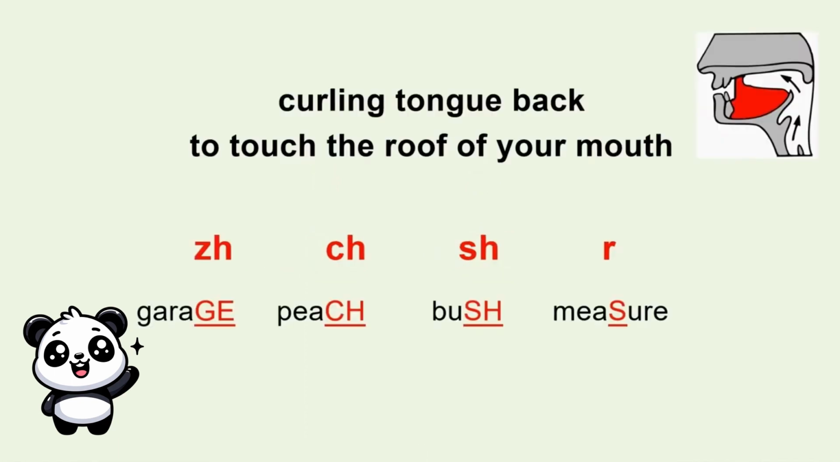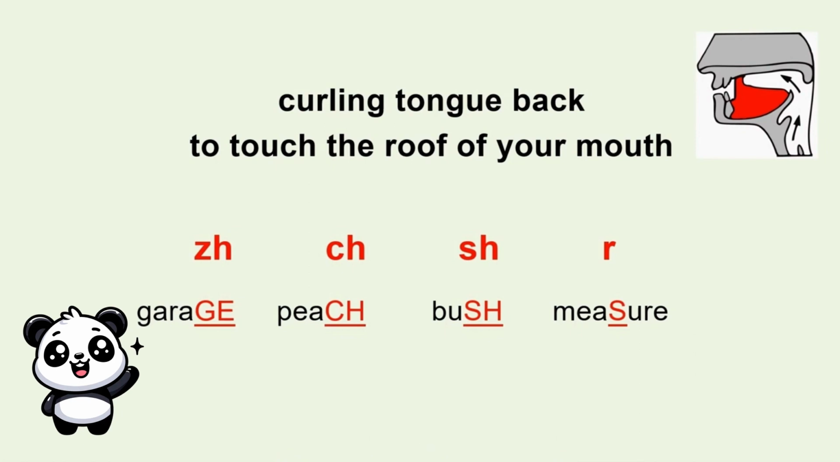The letter ZH is pronounced as zh. It's similar to the sound of GE in the English word garage. But the difference is that you need to curl your tongue back to touch the roof of your mouth. Zh, zh.